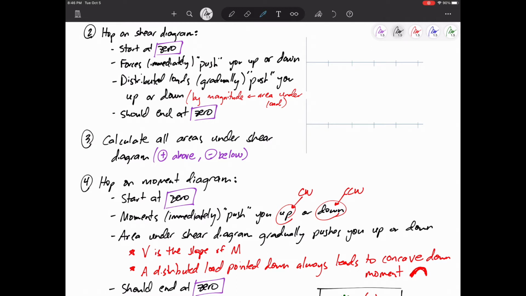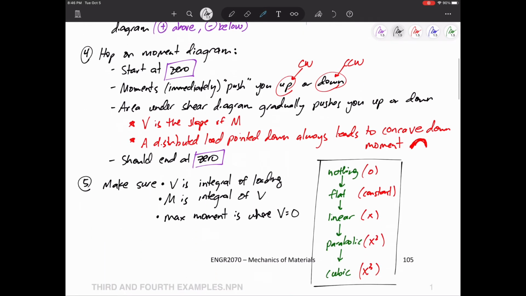And don't forget, make sure it goes from nothing to constant to linear to parabolic to cubic, because we're taking integrals. If you've got nothing here, then the one below it is flat or constant, and the one below that is linear. So if it starts with a constant distributed load, then your V is going to be X and X squared. Just make sure it goes in this order because we're taking integrals of everything.